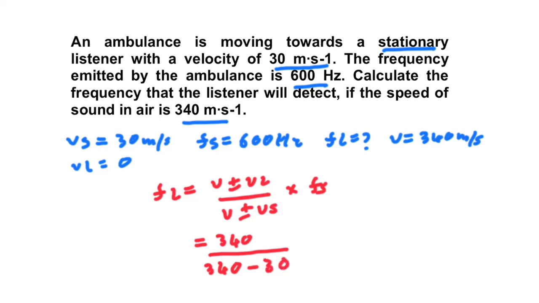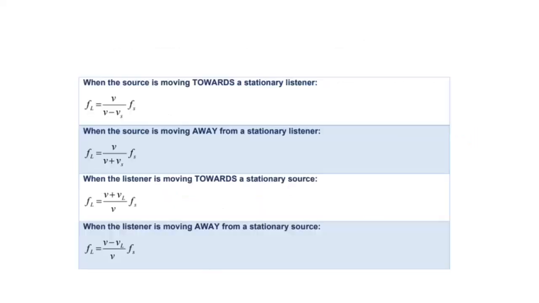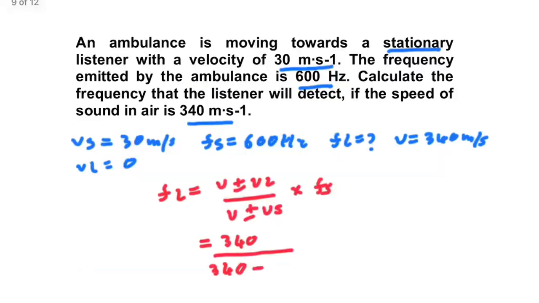We're supposed to have plus or minus VS. Because it's moving towards, we have minus. You can see here in our first scenario that if we have a source that is moving towards the stationary listener, we have minus VS on the denominator. Let's carry on.